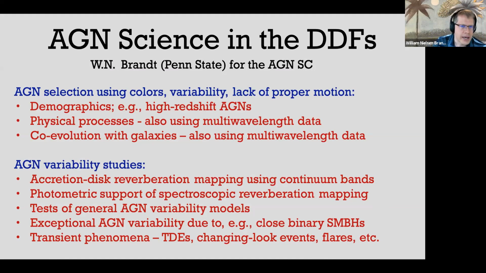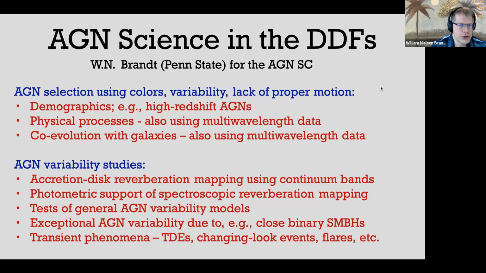We'd like to use these to investigate demographics, to study AGN evolution, particularly out at high redshifts and faint magnitudes, where Rubin is providing a unique window. We are also interested in exploring AGN physical processes using multi-wavelength data, for example. And we're also interested in investigating the coevolution of supermassive black holes and their host galaxies. Again, that will be combining Rubin with the fantastic multi-wavelength data that are in these fields. One particular strong area of interest is studies of AGN variability.